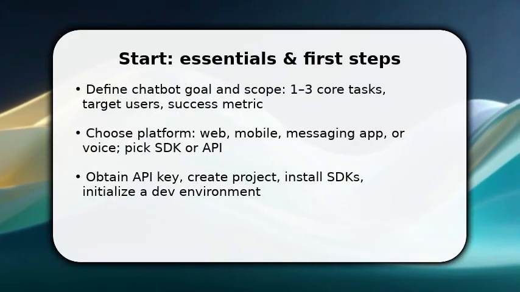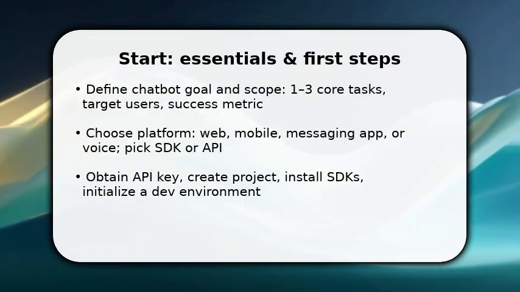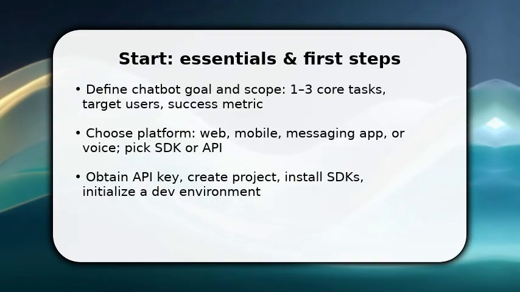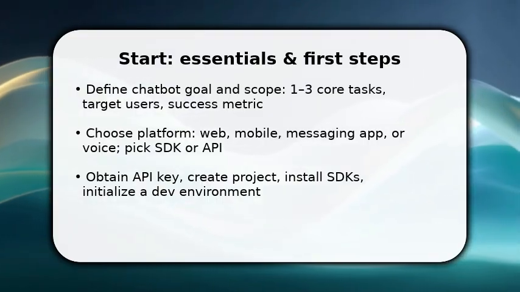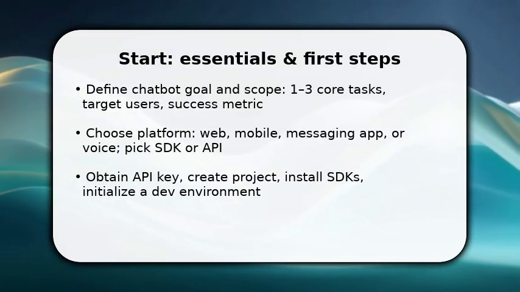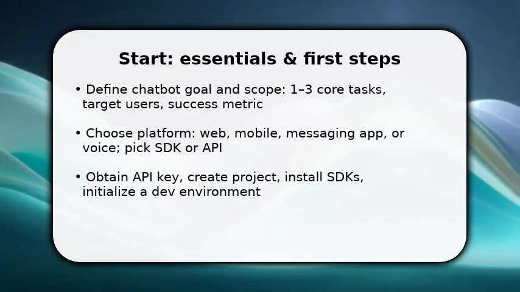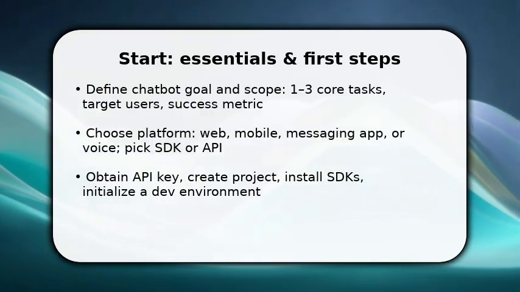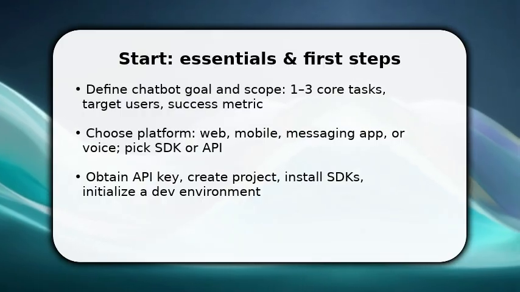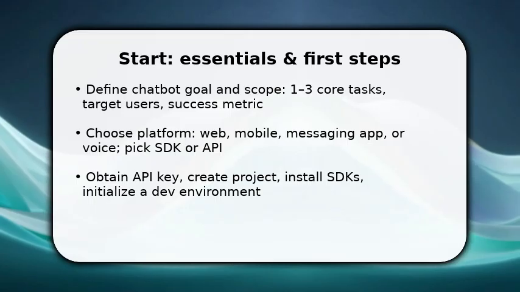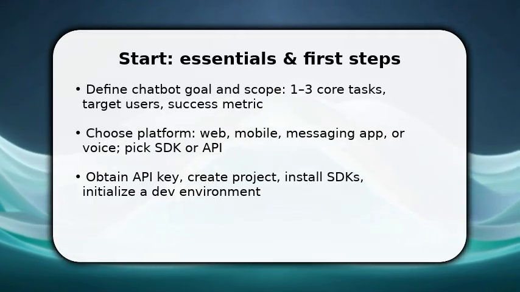You start by fixing one clear goal and limiting scope to 1 to 3 tasks so you can iterate quickly. Once done, pick a deployment channel, web, mobile, or a messaging app, and choose a compatible SDK or API. Make sure to create the cloud project, obtain an API key, and install the necessary libraries. You should initialize a simple repo, add a README, and write the minimal code to call the model. That first request proves the pipeline works.